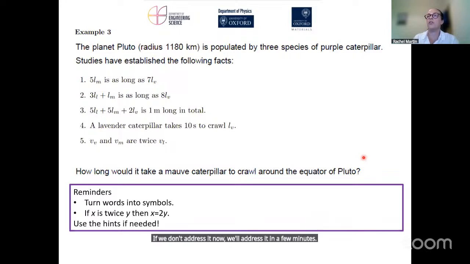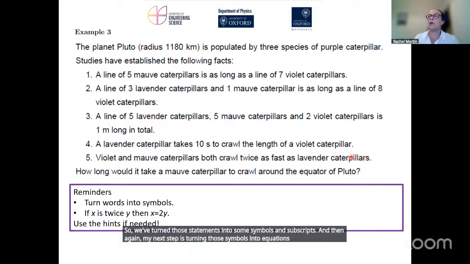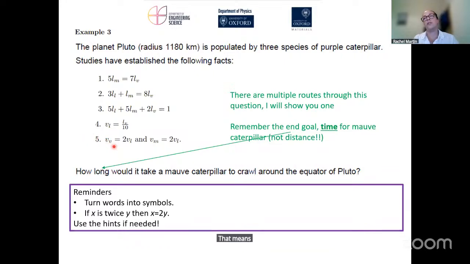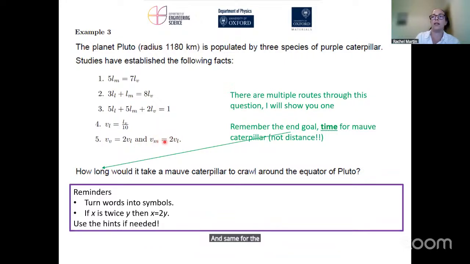So we've turned those statements into some symbols and subscripts. And then again, my next step is turning those symbols into equations. So when we're comparing, I always think statement number 5 is the hardest. They crawl twice as fast as the lavender caterpillars. That means the velocity of the violet caterpillars is twice the velocity of the lilac caterpillars. And the same for the mauve caterpillar.